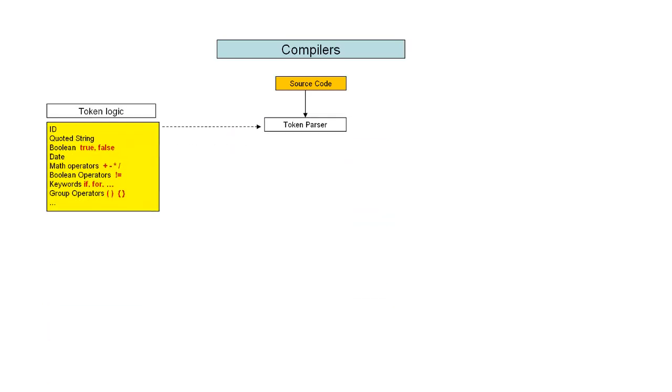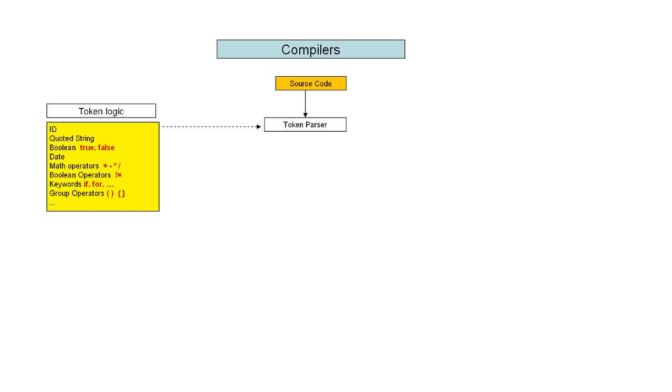So we look at what a compiler does. First thing it does, it takes that source code and needs to break it up into all the individual words and syntax that a particular language understands. So in general, it will break it up into an ID. If we have a word or a variable name, we'll call that an ID. And if we have a quoted string, or true or false, we'll declare that as a Boolean. We might have a date formatter or math operators and so on and so on.